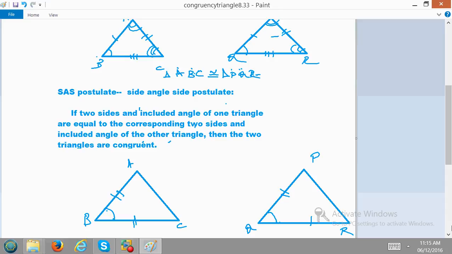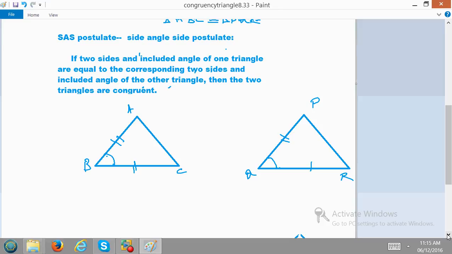That means the others are not... It does not mean others are equal. If these minimum conditions are met, this SAS postulate says if two sides and included angle of one triangle are equal to the corresponding two sides and included angle of another triangle, then the two triangles are congruent.